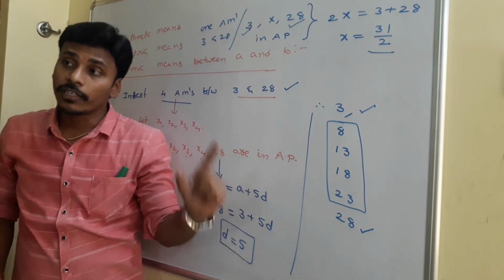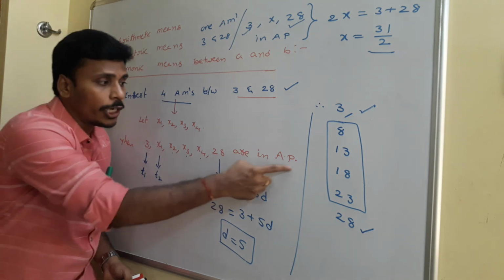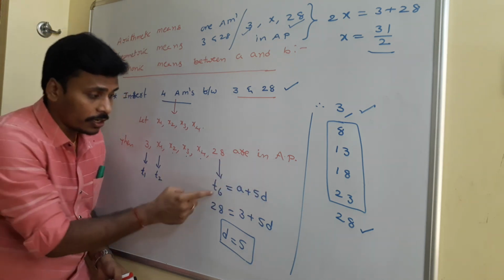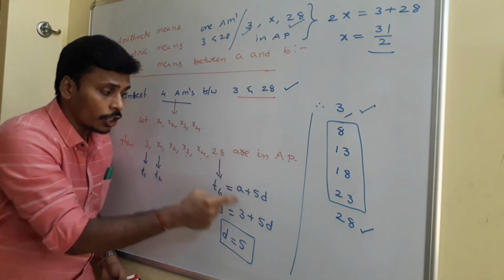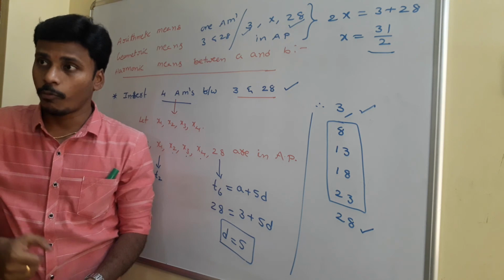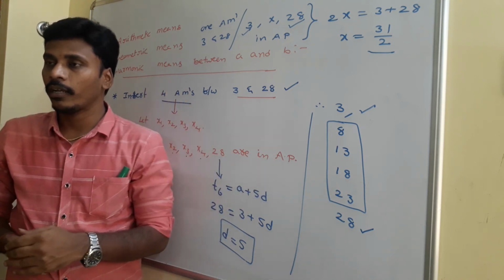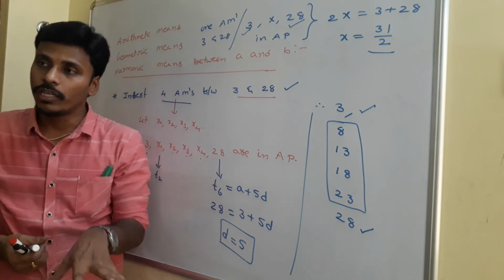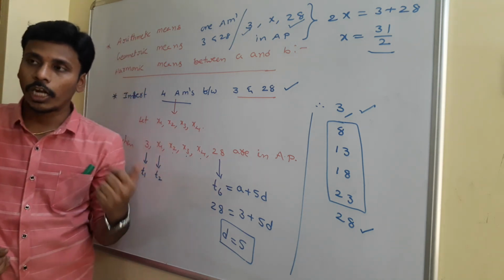And suppose they are asking you to insert 4 geometric means. Then you need to take the sequence as a geometric progression, and instead of a plus 5d, you use a times r to the power of 5, the sixth term of the GP, and then find the common ratio. From there it is very clear. So this is a small discussion related to the arithmetic mean, geometric mean and the harmonic mean. Have a look and go for a screenshot.